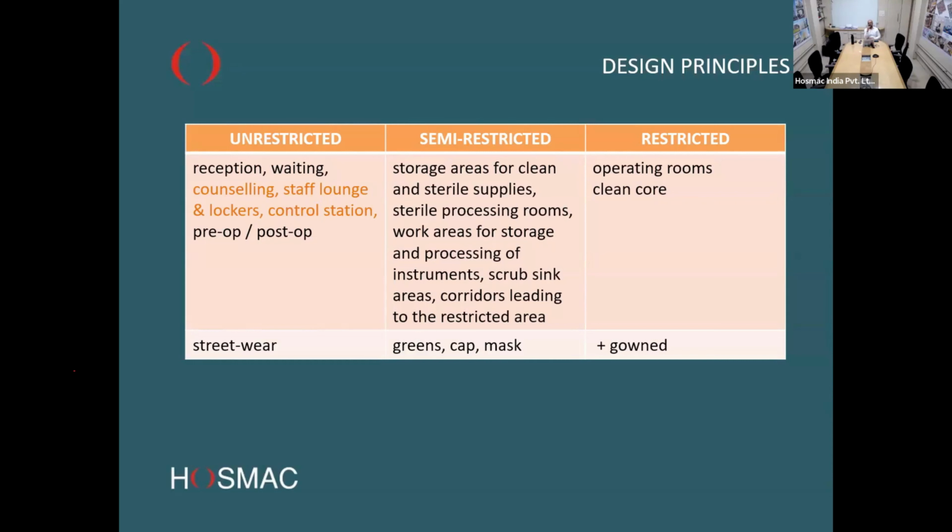The second zone that we speak about is a semi-restricted zone. Now, these are zones where you are expected to have changed. So you cannot be moving around in your streetwear. These are typically areas like clean and sterile supply rooms, sterile processing rooms, storage, instrument, scrub areas, and the corridor that leads to the operating room. These are all designated as semi-restricted area. You cannot be moving in your streetwear in these zones.